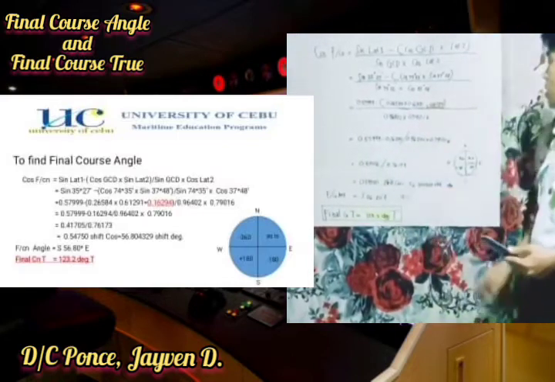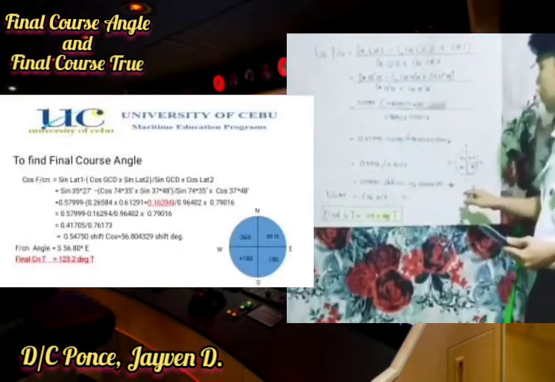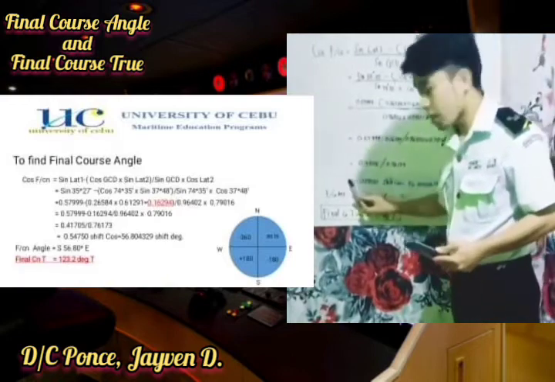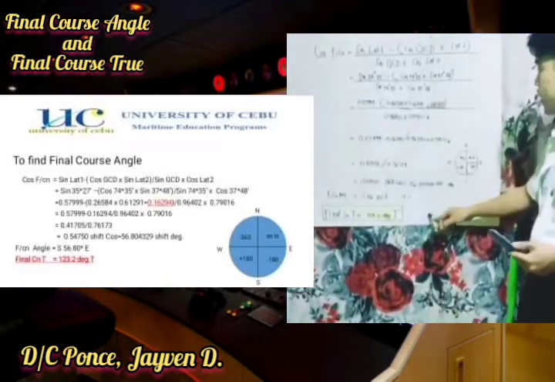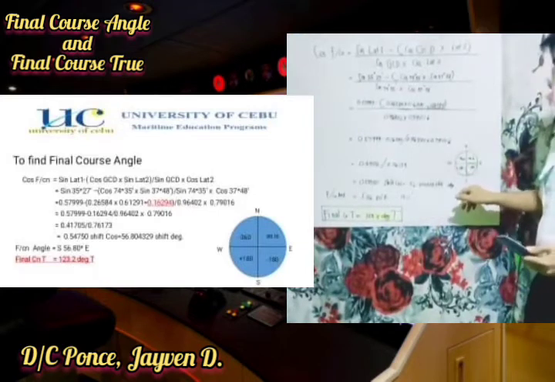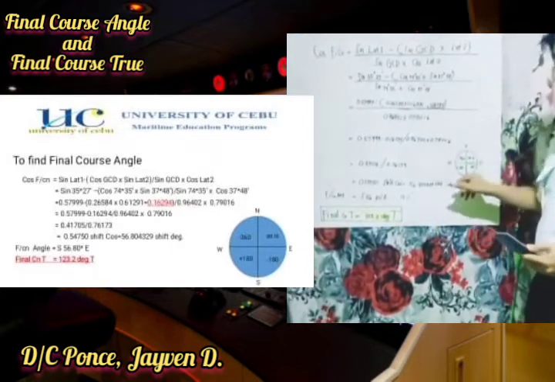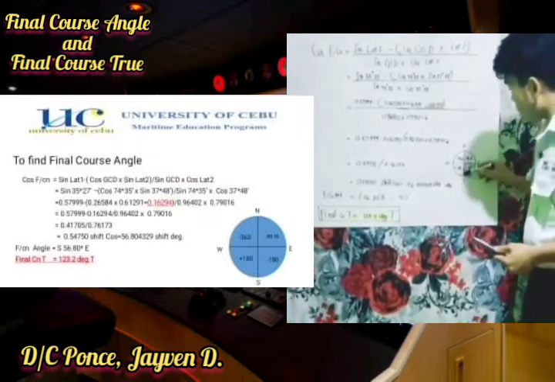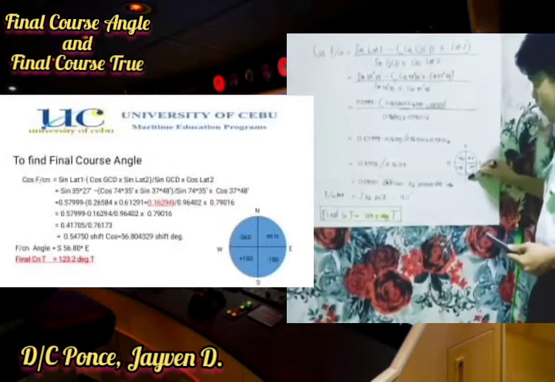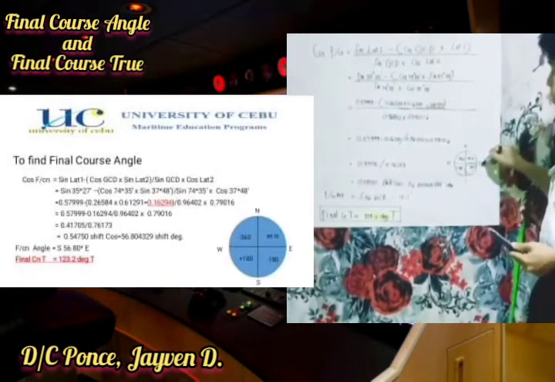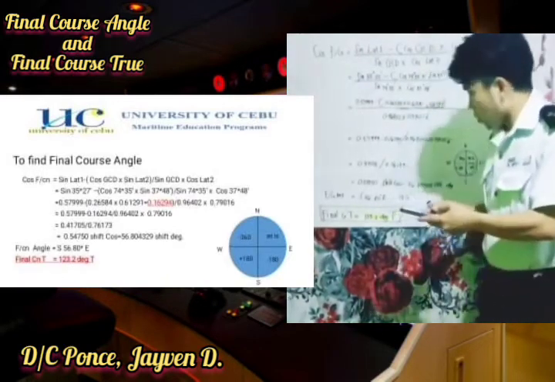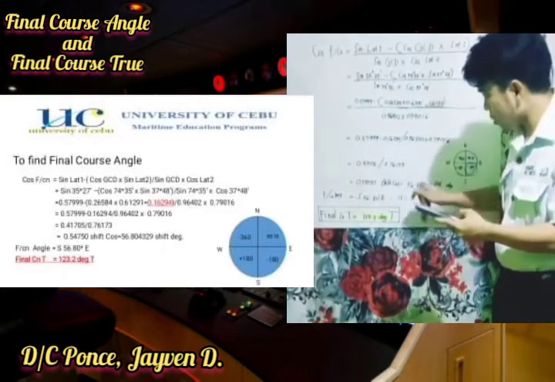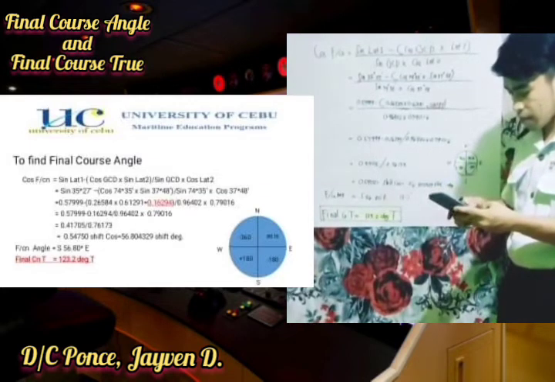Why do we use this name? Because our ship is going from south to east. So to get our final course, we simply subtract from 180 because our vessel is going from south to east. So we subtract 180 degrees minus 56.80 degrees.